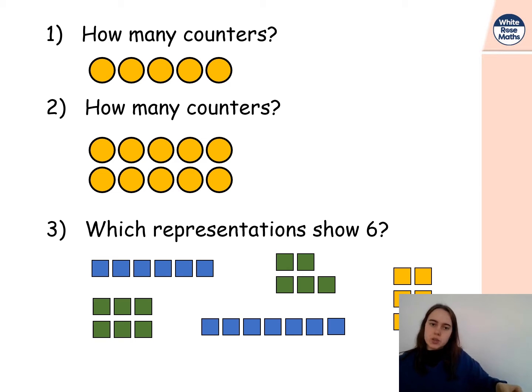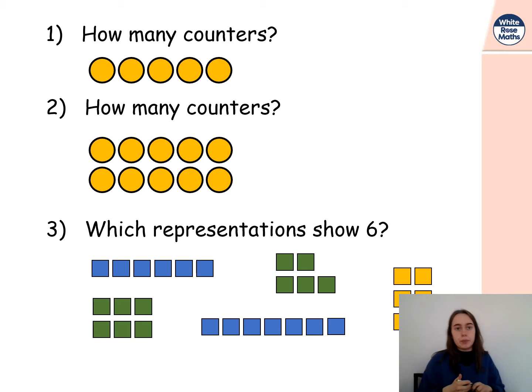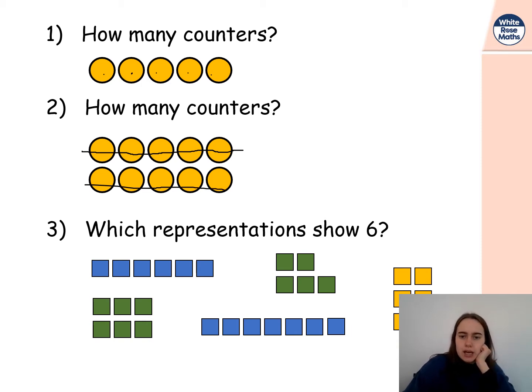So moving on now to our warm-up for the lesson. So your first question is, how many counters are there? So we can count them up. We've got 1. Or in fact, let's draw. We've got 1, 2, 3, 4, 5. Now, if we know that this is 5 here, how many counters have I got in question number 2? I've got 5, 10.